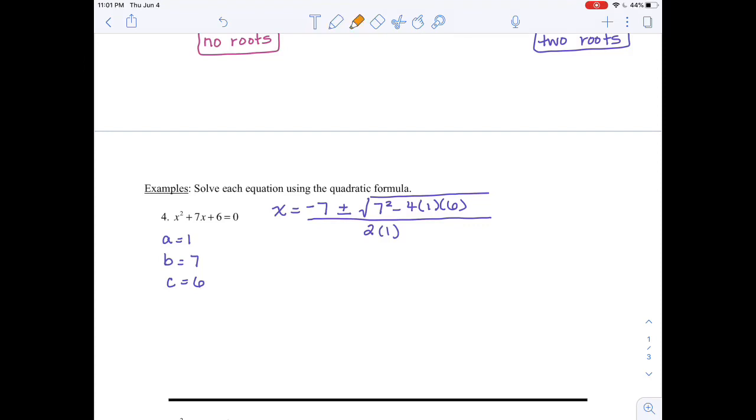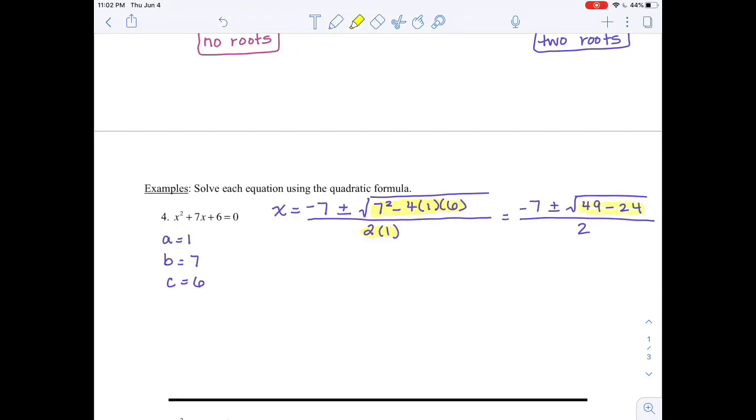Okay, when you do the quadratic formula and you're calculating a value, you have to do it piece by piece. So the first thing I'm going to do is clean up underneath of the square root sign. So I now have -7 plus or minus the square root of 7 squared is 49 minus 4 times 1 times 6 is 24. And this is all divided by, I'm also going to do 2 times 1 in the denominator, which is just 2.